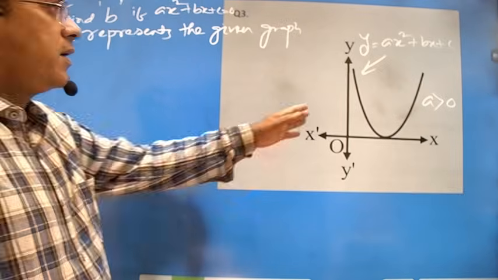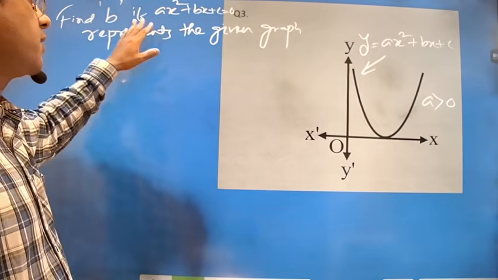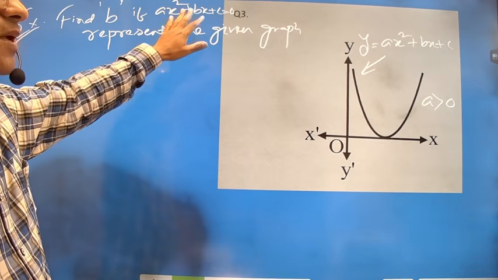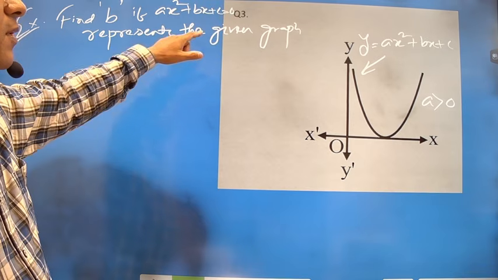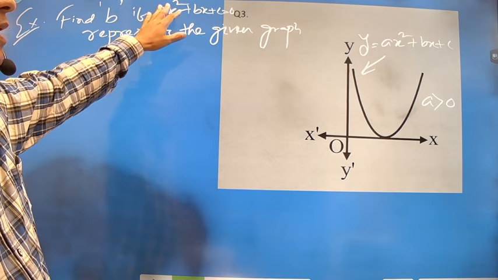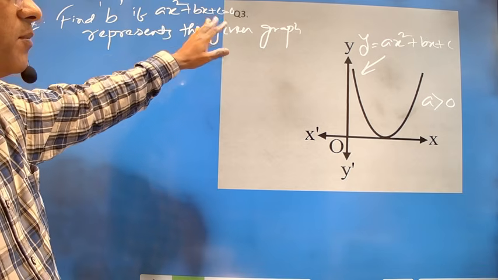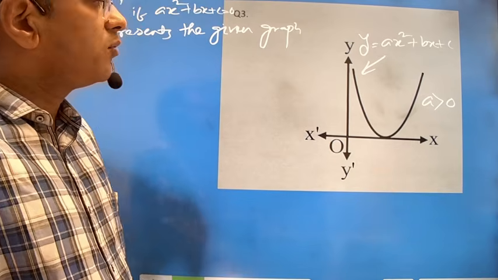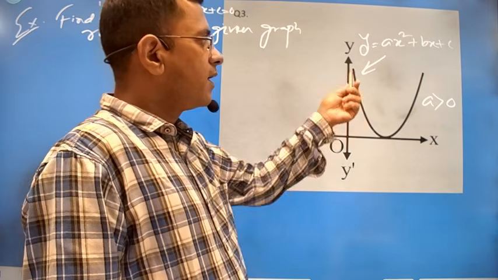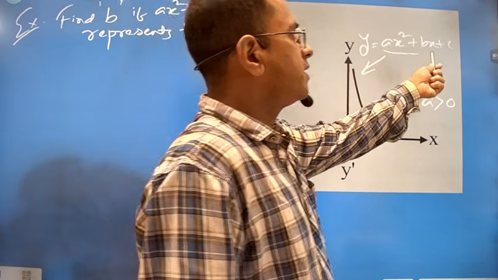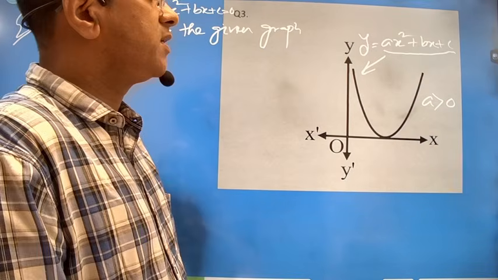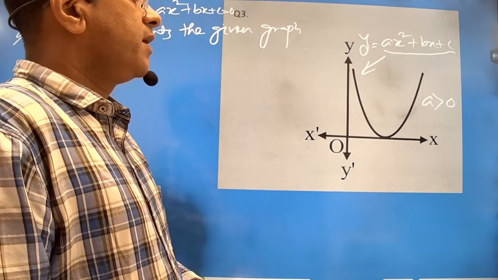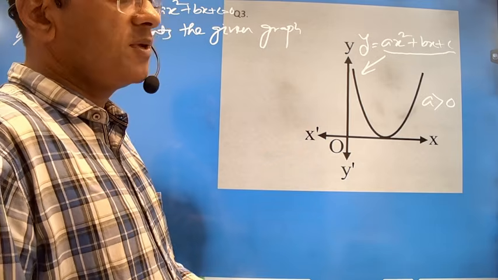This is the graph of the quadratic equation ax square plus bx plus c equal to 0. The question is the solution of this quadratic equation given by this graph. So how can we find it? This is the graph of a quadratic polynomial, the general quadratic polynomial y equal to ax square plus bx plus c. This we have seen in the polynomial chapter.